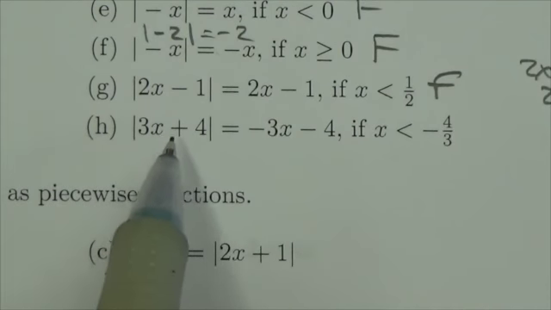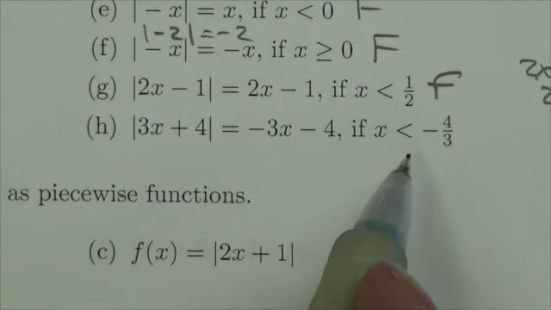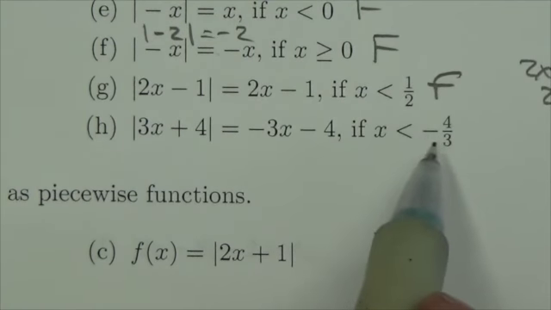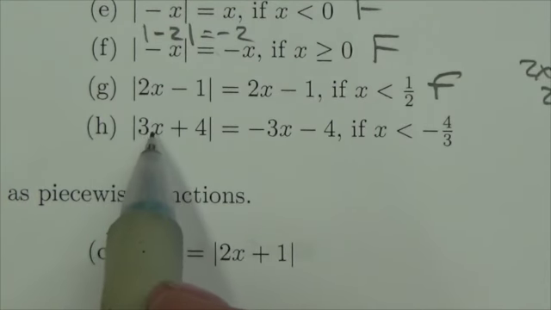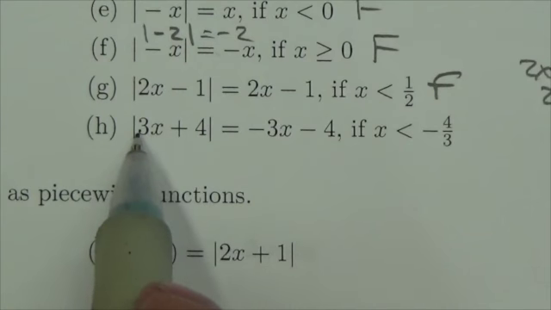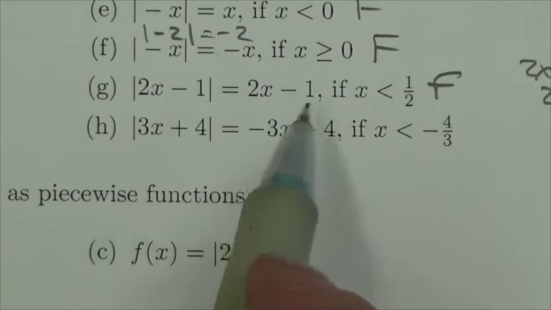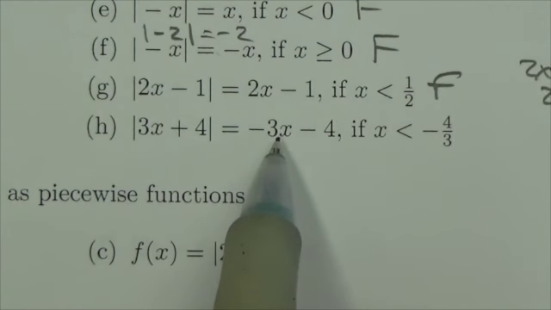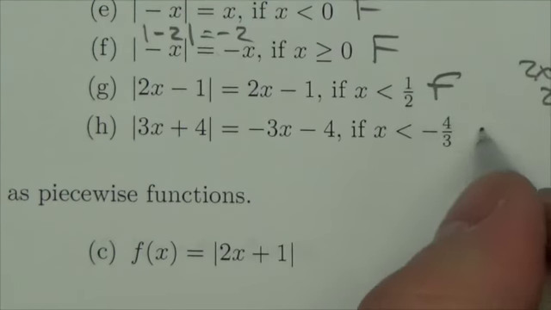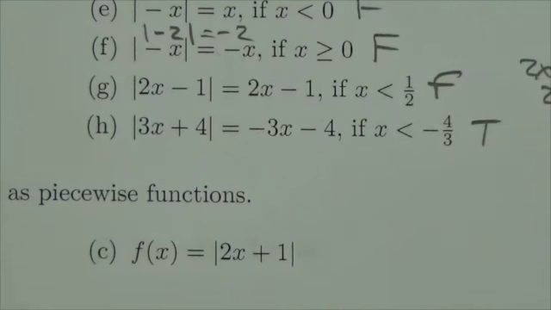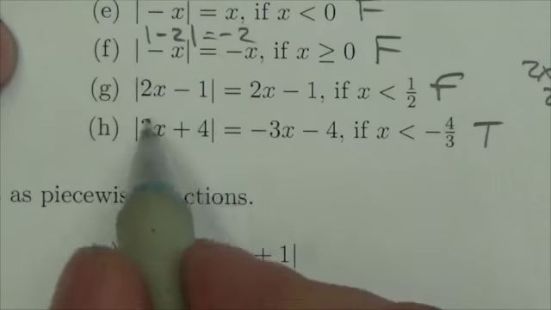Now let's try this one. The absolute value of 3x plus 4, is that equal to -3x minus 4 if x is less than -4/3? Well, let's pick a number less than -4/3. Let's pick like -5. We just need a number here, right? So 3 times -5 is -15, plus 4 is -11. So the absolute value would be 11. -3 times -5 is going to be +15 minus 4 is 11. Hey, it turns out that is true. Okay, that works.